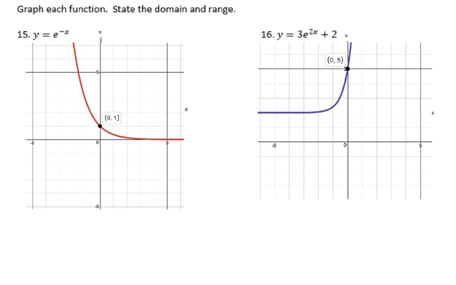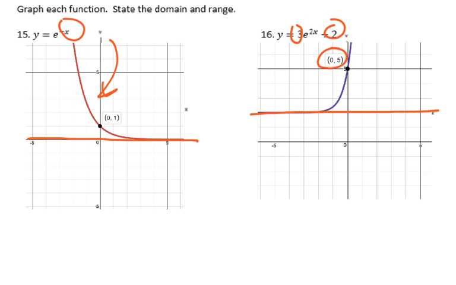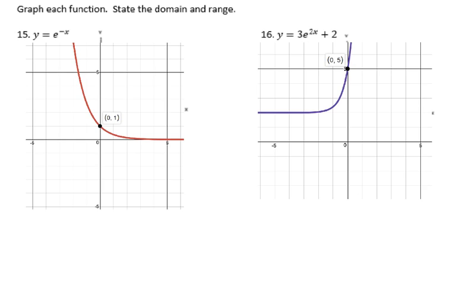So we look at it and it would look something like this. Okay, so once again, that negative x makes this decay, goes down, asymptote here. Okay, this one, that plus 2 bumps the asymptote up there, and that 3 plus that 2 bumps it up to a y-intercept of 5. But they would look something like that for those graphs.